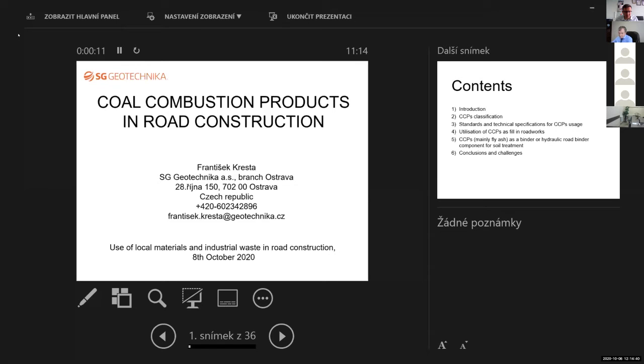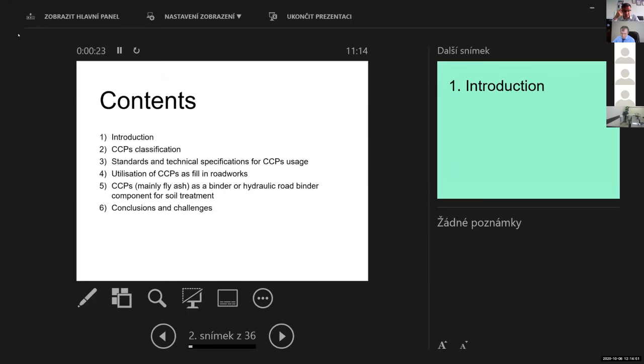My presentation will be about the coal combustion products used in road construction, with stress on the practical applications in Czech Republic. The content will be a short introduction, then classification of coal combustion byproducts, standards and technical specifications for coal combustion products usage, then utilization of coal combustion products as fuel in roadworks, and then using of coal combustion products, mainly fly ash, as a binder or hydraulic road binder component. And finally, some conclusions and challenges for the future.